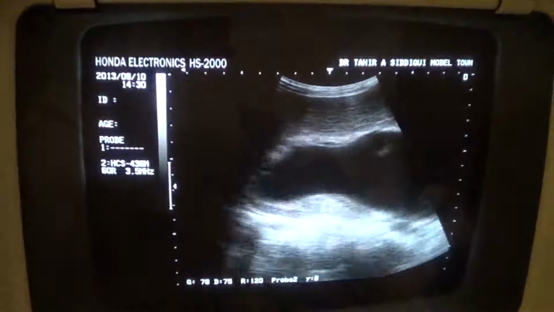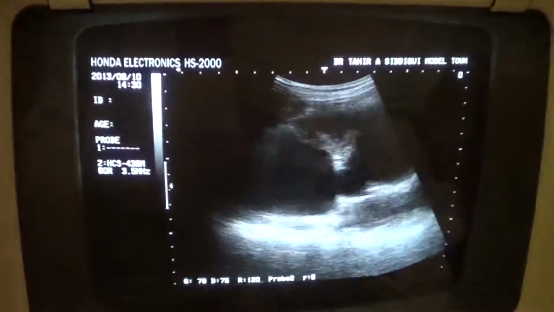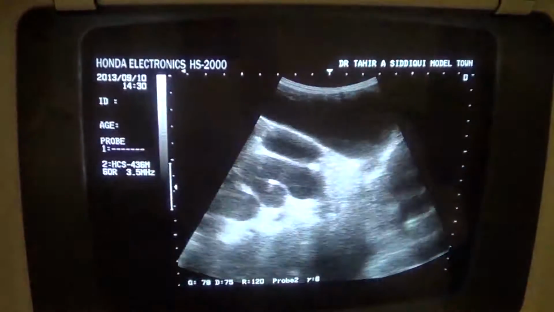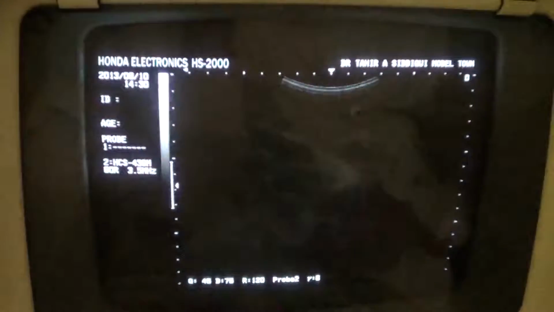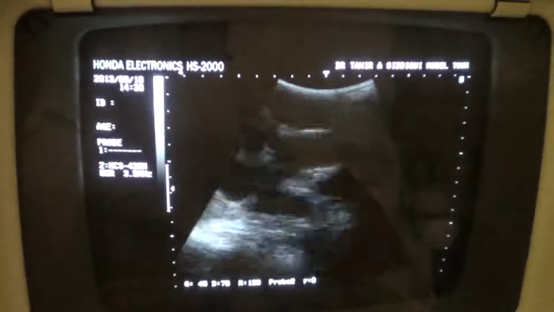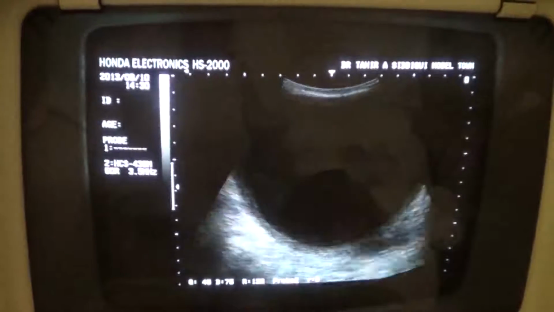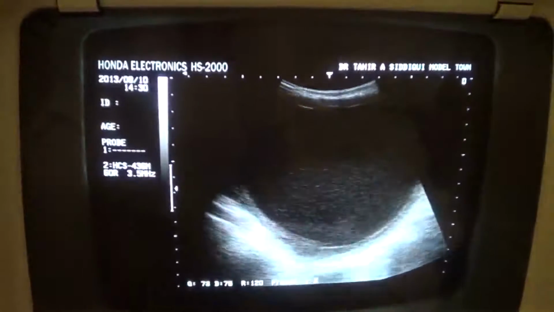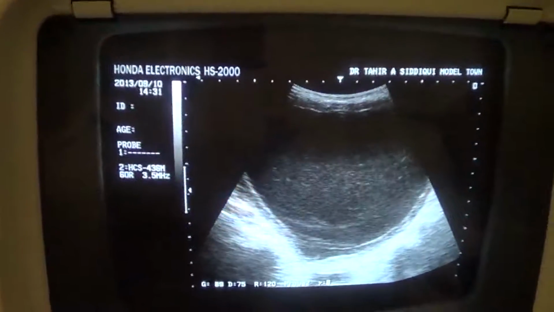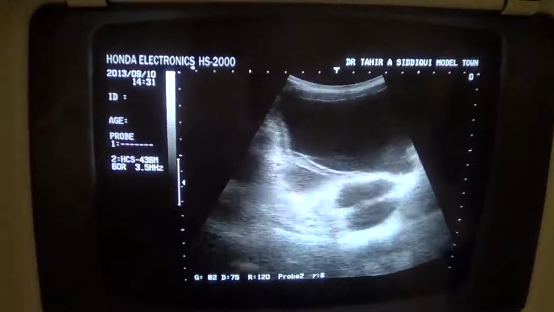Right kidney, this is the left kidney, convoluted ureters, over-distended urinary bladder filled with echoes, floating echoes, and dilated echo-filled ureters.